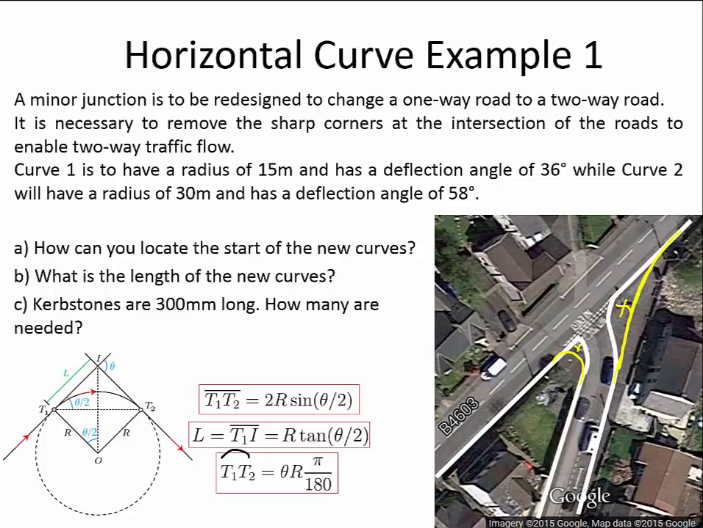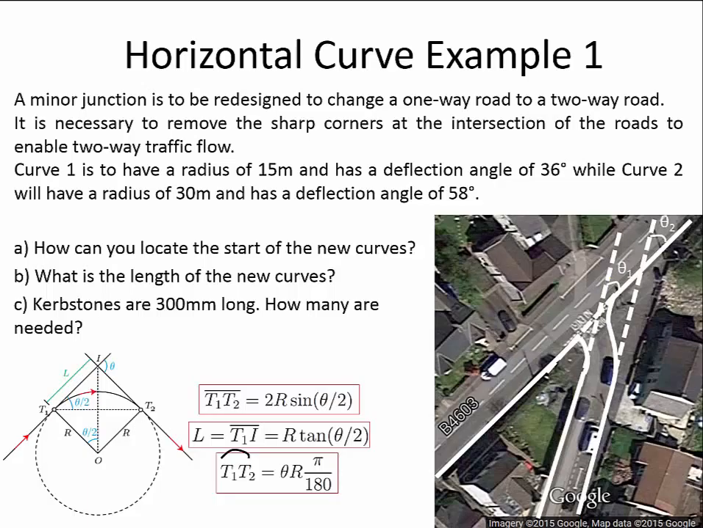Okay, so how would you do it? Think about how you're going to locate the start of the new curves. How could you work out the length of the new curves? If curbstones are 300 mm long, how many do you need for the new curves that are going to be built? So I'll start you off because I can show you the tangent points. The first one is here. This is our first tangent point. This is our second tangent point.